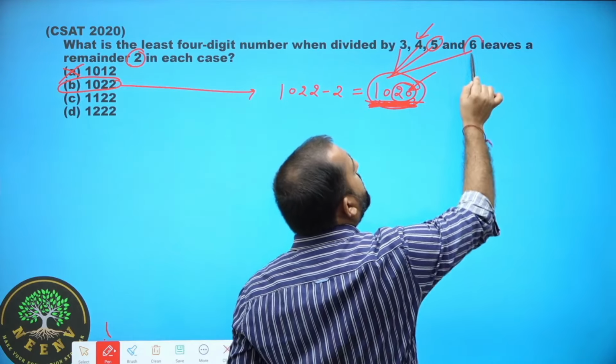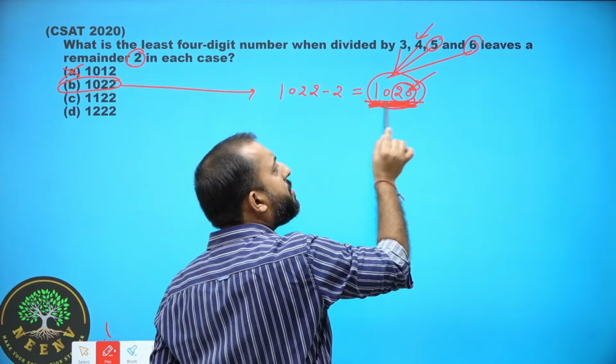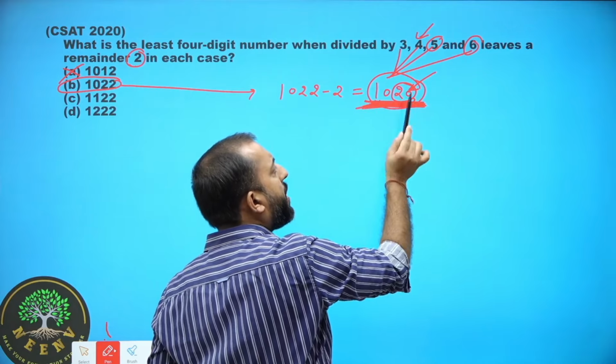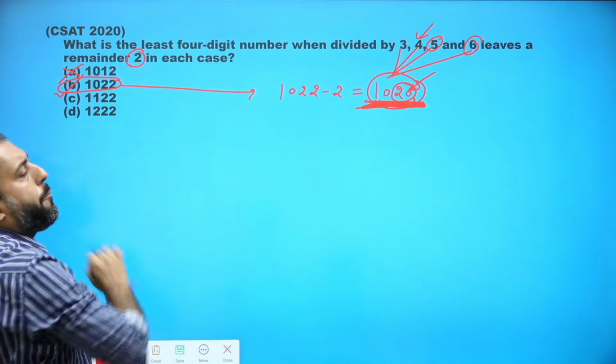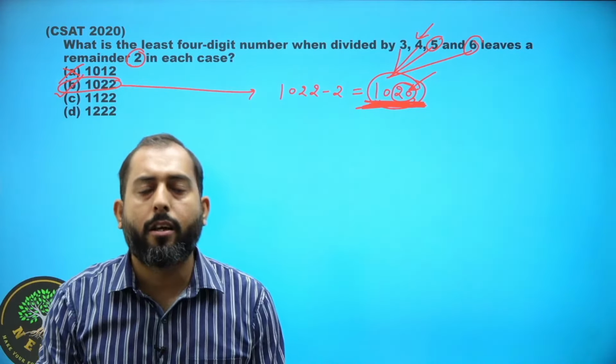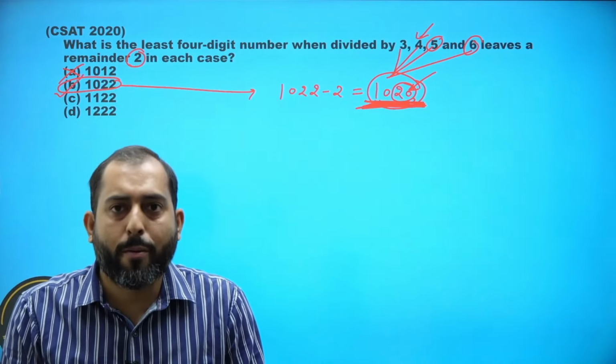And this number is divisible by 6. Why? Because this number is divisible by 3 as well as by 2. Hence, the right choice is option B. I hope class, this logic is clear to everyone.